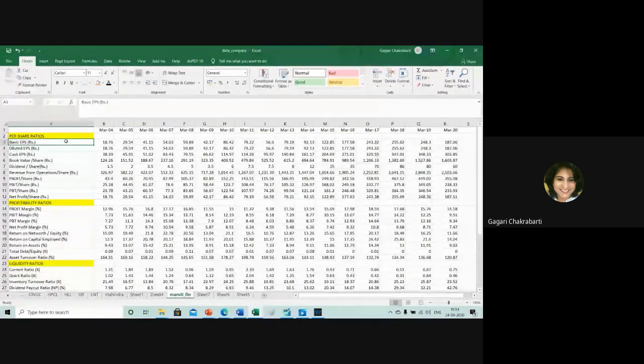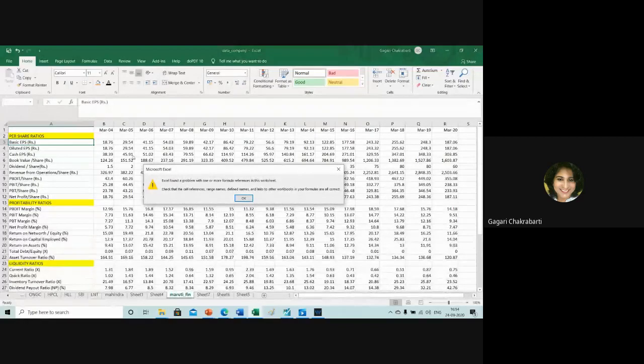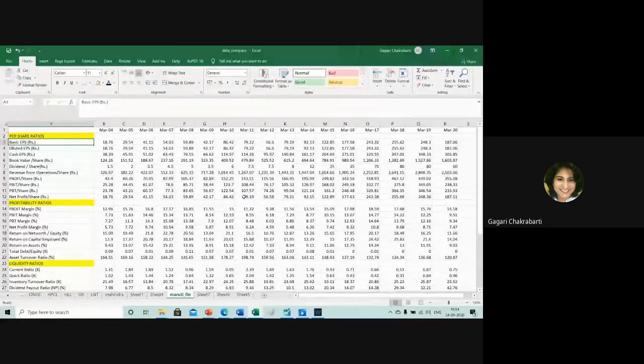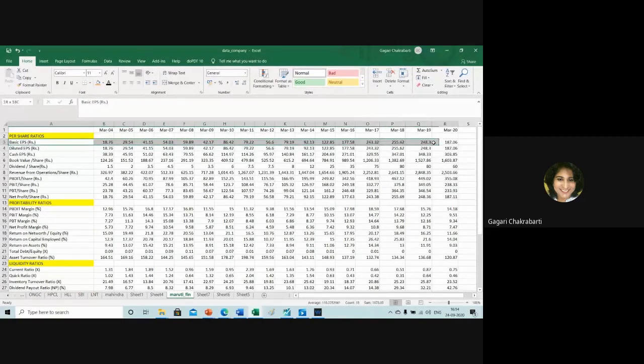Whenever some trend line is fitted to the diagram or to the data set, I have seen that many of the students just go for the linear trend. But often the linear trend is not the best possible alternative for that data set. So before you go for the trend determination, be very specific about the nature of the data set or nature of the trend. So let us first of all consider this basic EPS.